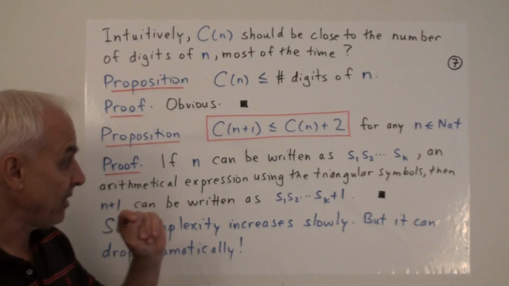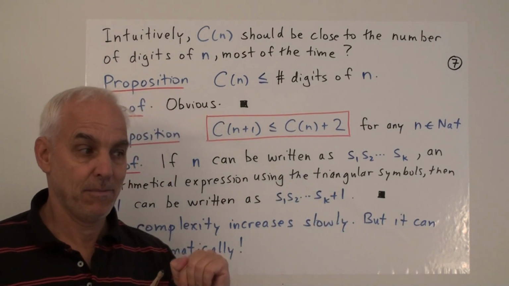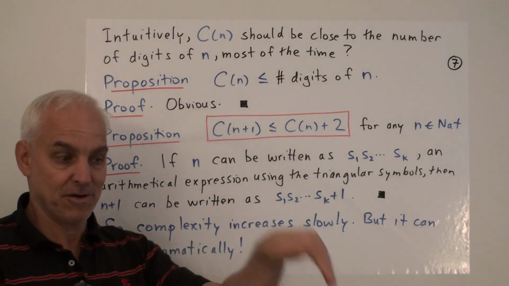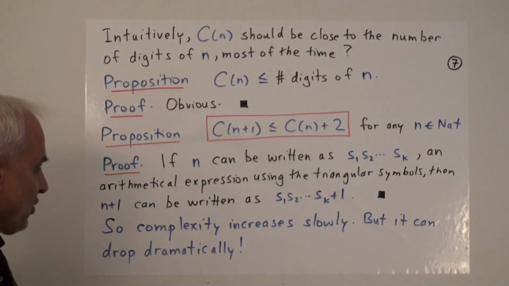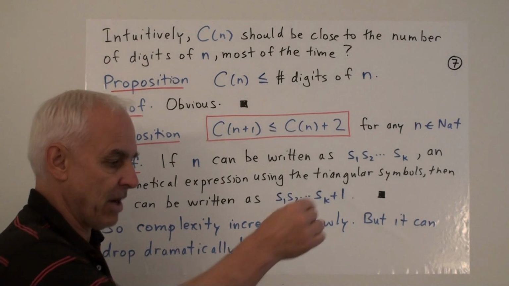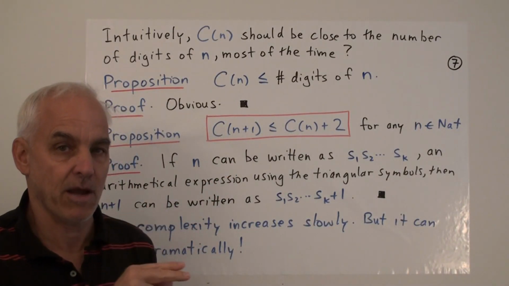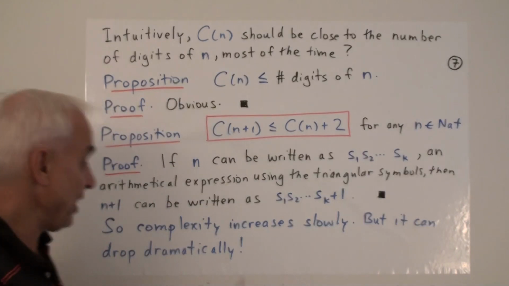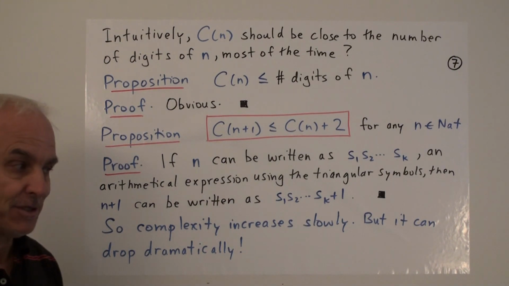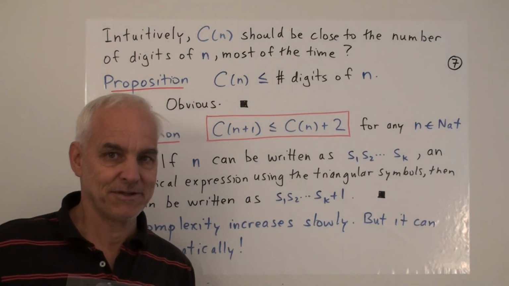Now it might be that going from n to n plus 1 actually decreases the complexity quite dramatically, because it might be that n plus 1 is a perfect power. So then the complexity would go down quite a lot. So the lesson is that complexity increases slowly. As we move through the natural numbers one at a time, the complexity can go up by at most 2 every time. It never shoots up dramatically. But it can drop dramatically very quickly. So its upward movement and its downward movement are dramatically different.